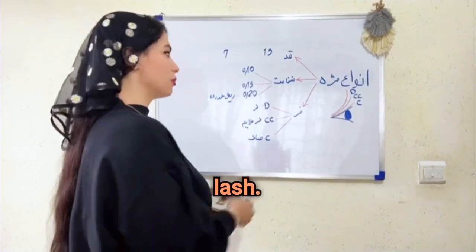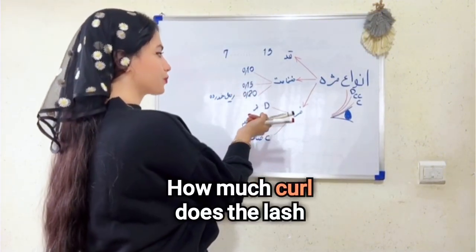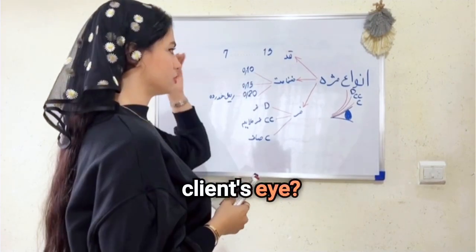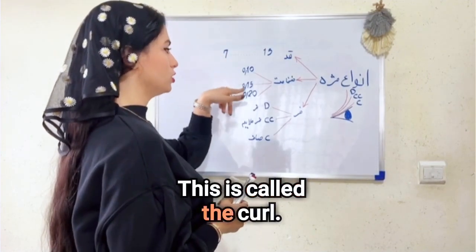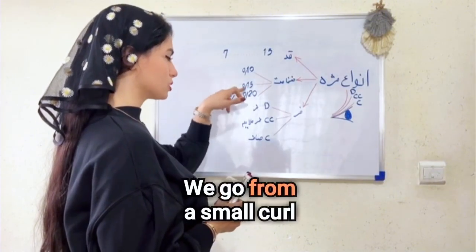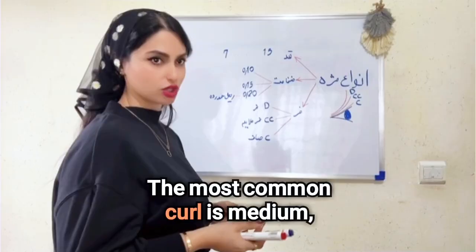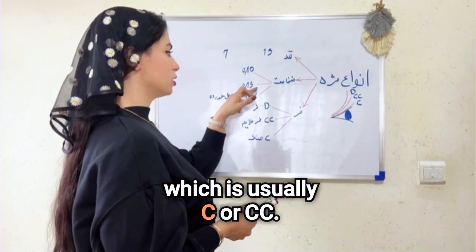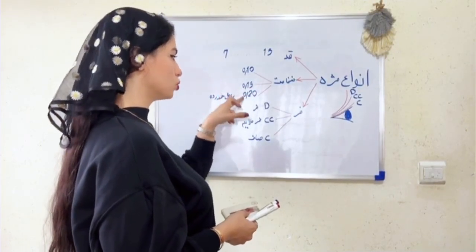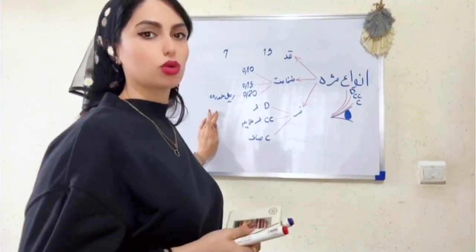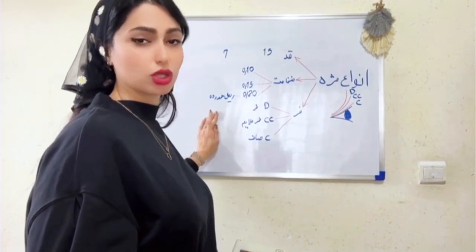Then there's the curl of the lash. How much curl does the lash have? How curved is it for the client's eye? This is called the curl. We go from a small curl to a large curl. The most common curl is medium, which is usually C or CC. Now, the curl is usually shown with letters like J, B, C, D, and CC.